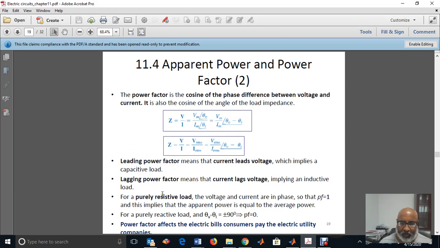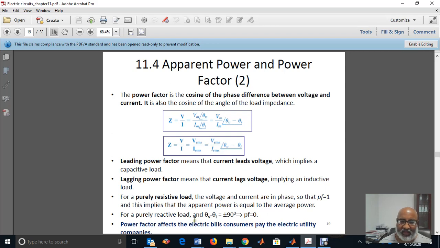For a purely resistive load, the voltage and the current are in phase. That means theta V minus theta I is equal to 0, which means the power factor is 1. For a purely reactive load, for example, if it's inductive load, theta V minus theta I is 90 degrees, and the power factor is 0. If it is capacitive, minus 90, the power factor is 0.